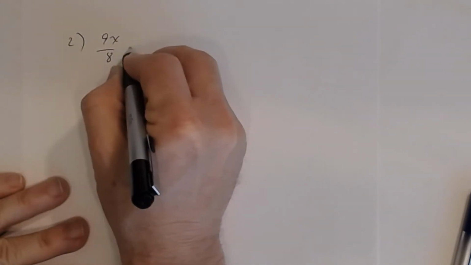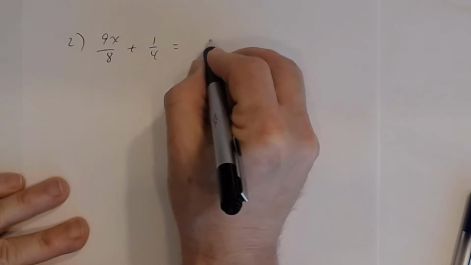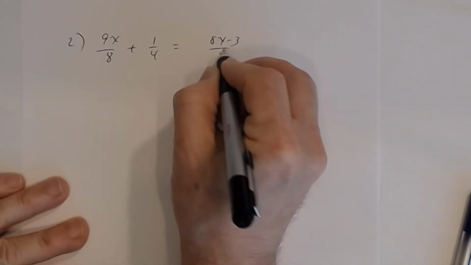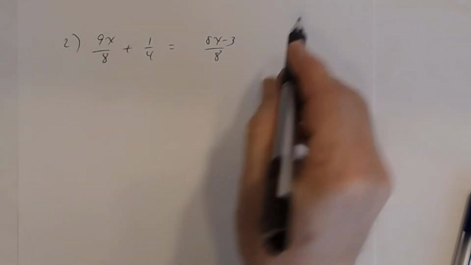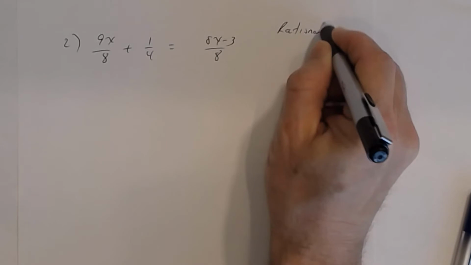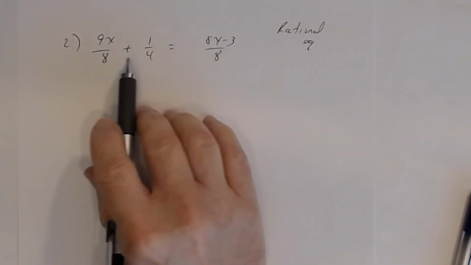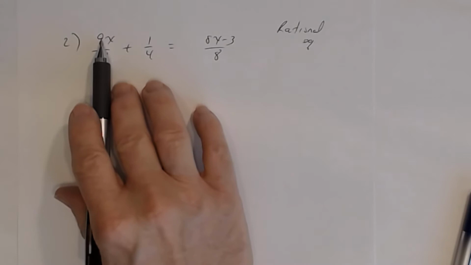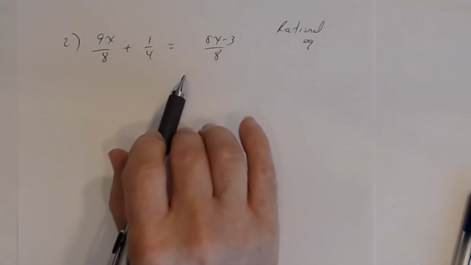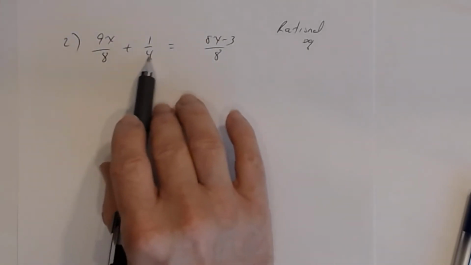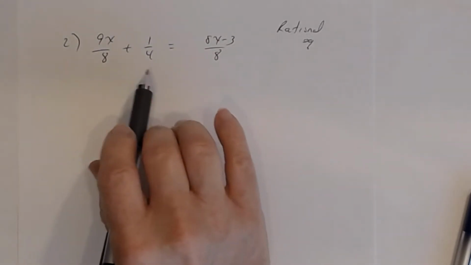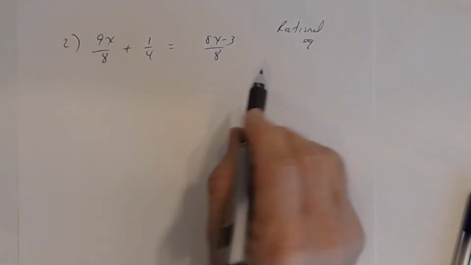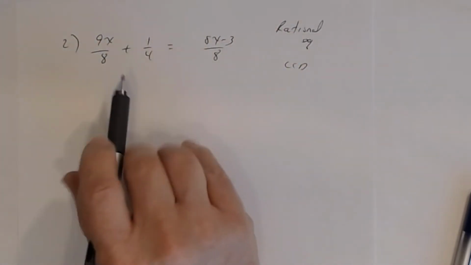So here's number 2. You have 9x divided by 8 plus 1/4 equals 8x minus 3 divided by 8. So notice this is a rational equation. It's a rational equation because you have at least one fraction. Numerator, denominator, numerator, denominator, numerator, denominator. It just so happens that your denominators don't have any variables in it. So that makes this an easy rational equation to solve. So to solve this rational equation, you're going to find the least common denominator.